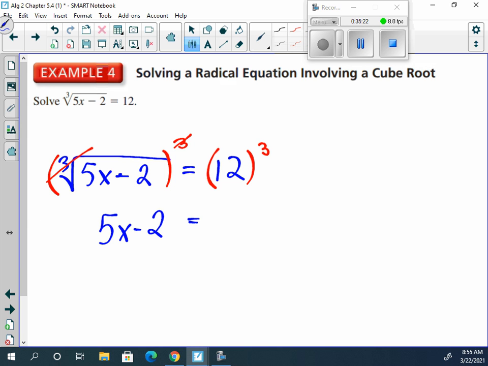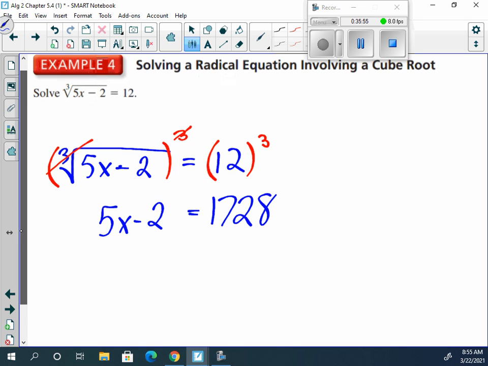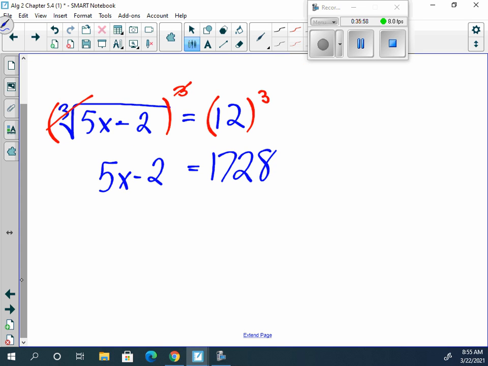Now we just need to cube 12. 12 to the third power. Because I do know 12 squared. 12 squared is 144. And 12 cubed is 1728. At this point here, we can just type 12 to the third power into the calculator, or do 12 times 12 times 12, which would give us 1728. Now what can we do next?